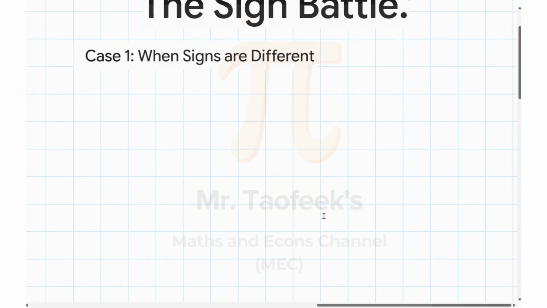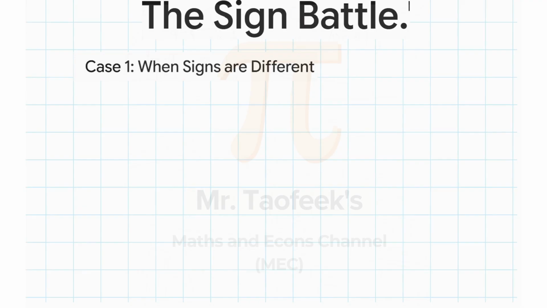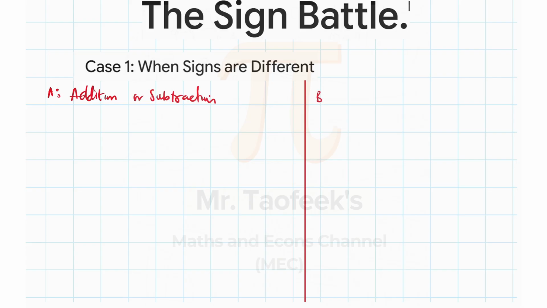So the very first case is when the signs are different. Signs are different whenever you are adding or subtracting, because this is something we misconceive quite a lot. And another scenario with different signs is when you are multiplying or dividing.